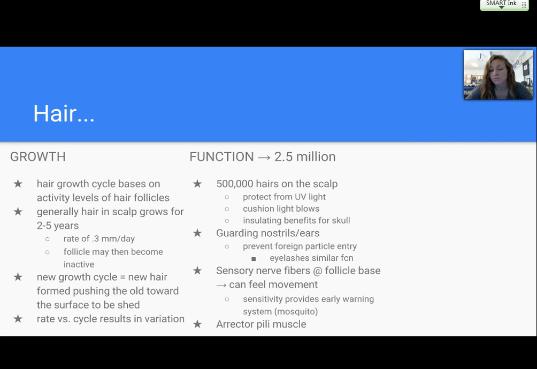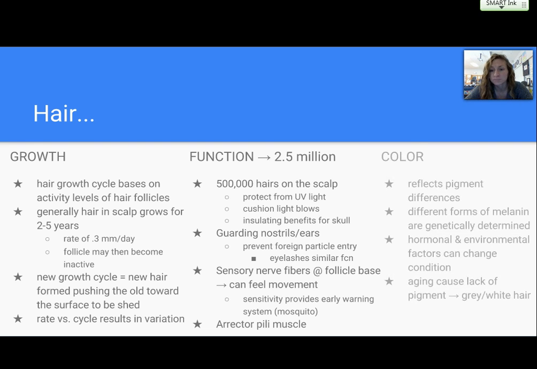Sensory nerve fibers at the follicle bases can feel movement, so with any sensitivity, we can feel our hair being moved. For example, if a mosquito were to fly on our head, we can feel it, maybe smack it away before it bites us. And then the erector pili muscle is going to help with the movement of our skin, and that is going to move our hair shaft to result in things like goosebumps, and that helps maintain our body temperature.